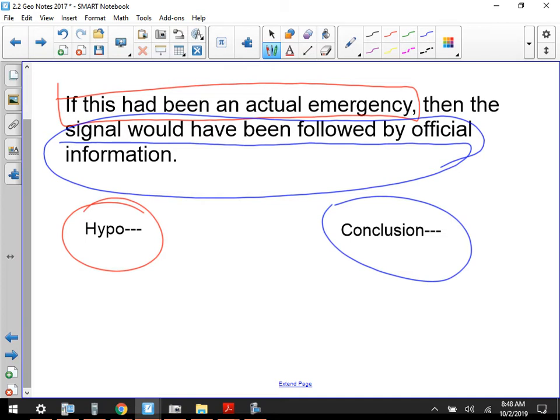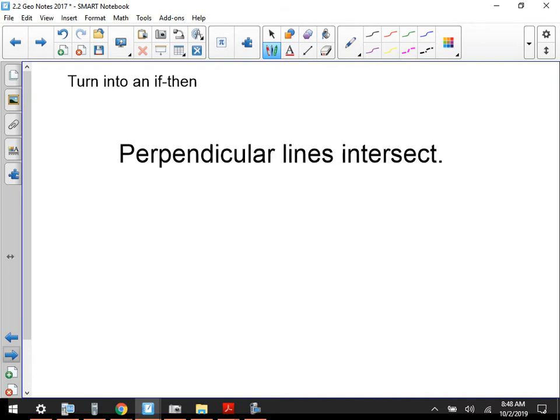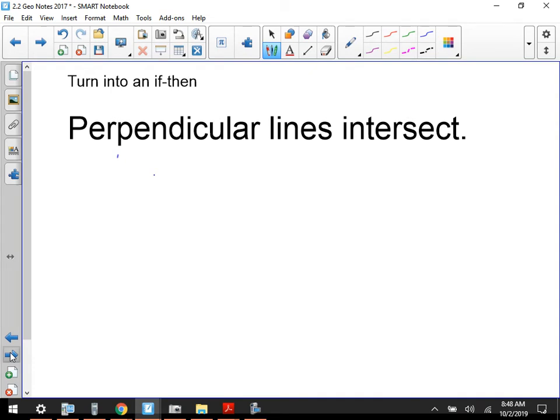Shouldn't be so bad. Now, when you get into these things, we'll be able to take regular generic statements and then turn them into an if-then statement. I can take a generic statement, perpendicular lines intersect, and I can create that into an if-then statement. So right there are 3 words: perpendicular lines intersect. I need to turn that into an if-then statement. Let's see what we can come up with.